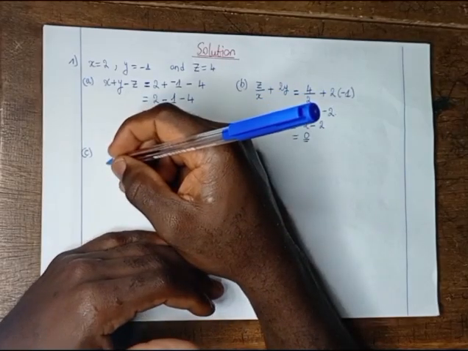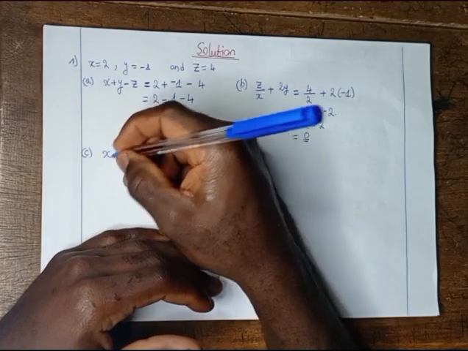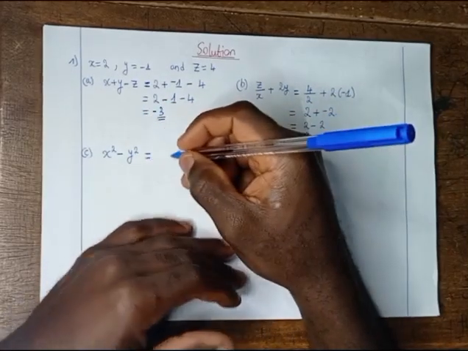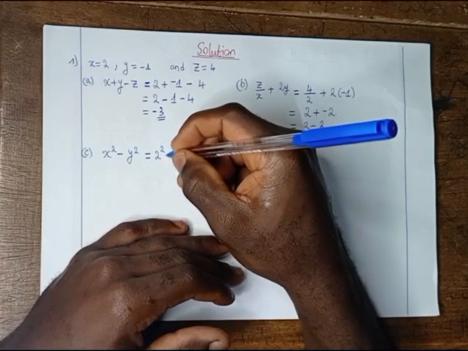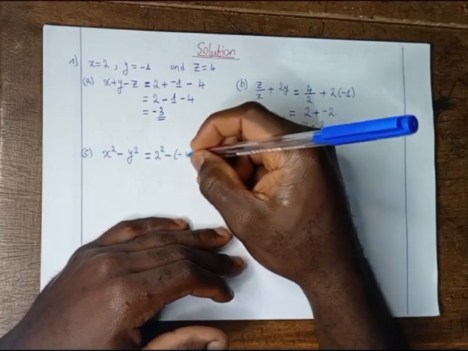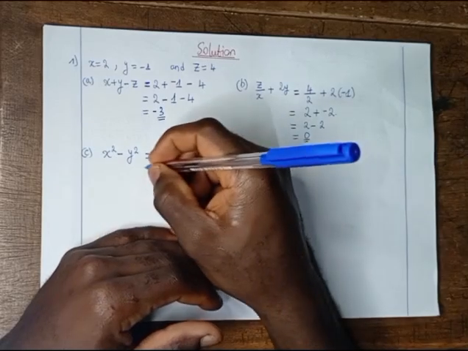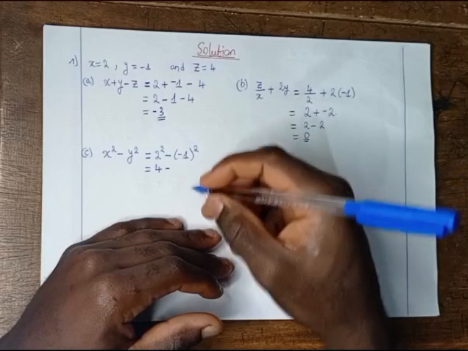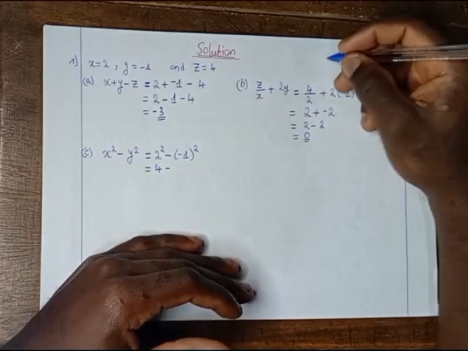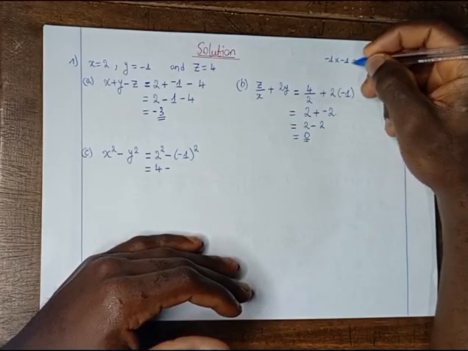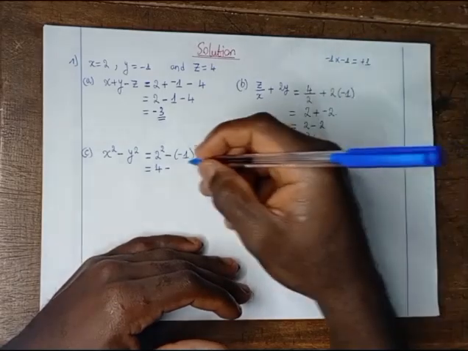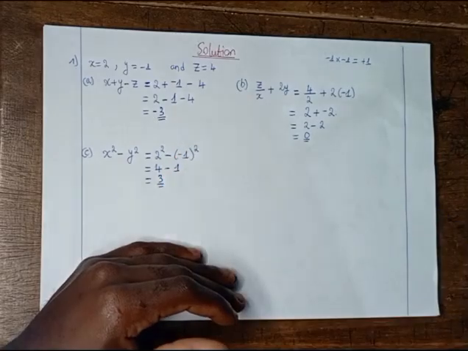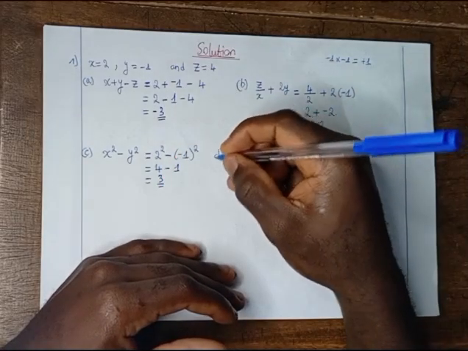We go now to C. For C, we have x squared minus y squared. This will simply be equal to, we know x has the value 2 squared, minus y has the value -1 squared. This will give us 2 squared is 4, minus -1 squared. We know when we square a negative number, the result is positive. -1 times -1 gives us +1. This will give us 1. 4 minus 1 is equal to 3. This is our answer.